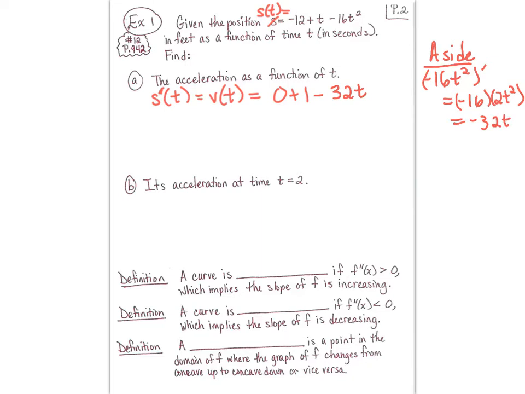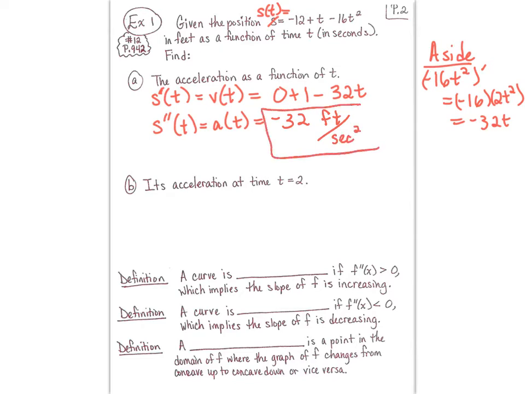Okay, so s double prime of t. That's going to be equal to a of t. A of t is your acceleration. That's equal to the derivative of 0. Well, that's not even there. The derivative of 1 is 0. Then the derivative of negative 32t is negative 32. But we're talking about the acceleration, so that's feet per second squared.